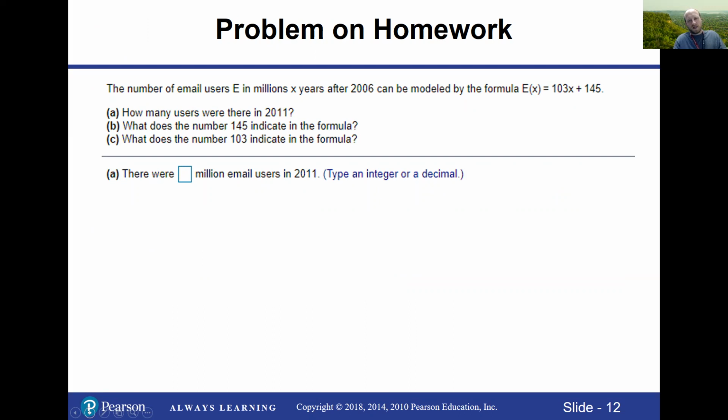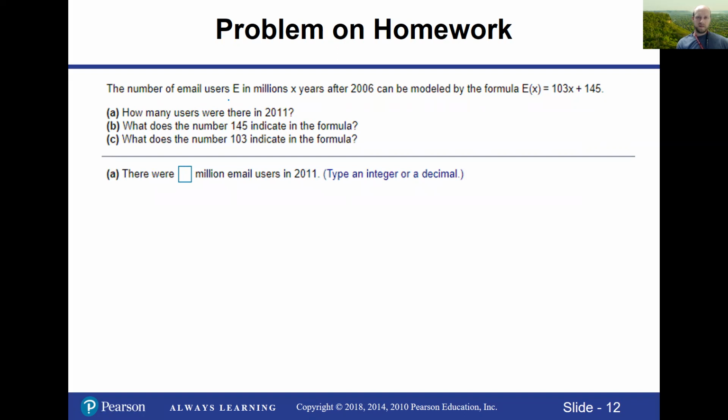All right, a couple more things. Let's do a question on the homework. I don't remember which question this is, but it's on 8.1 through 8.2. Obviously, this will be one of the questions that starts with 8.2 point something. The number of email users, E, in millions, X years after 2006 can be modeled by the formula, they really should say the equation or the function, E of X equals 103X plus 145. How many users were there in 2011?